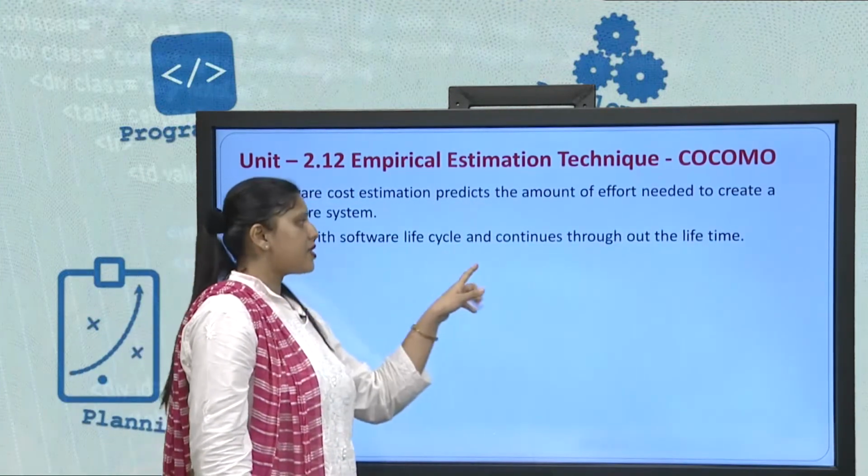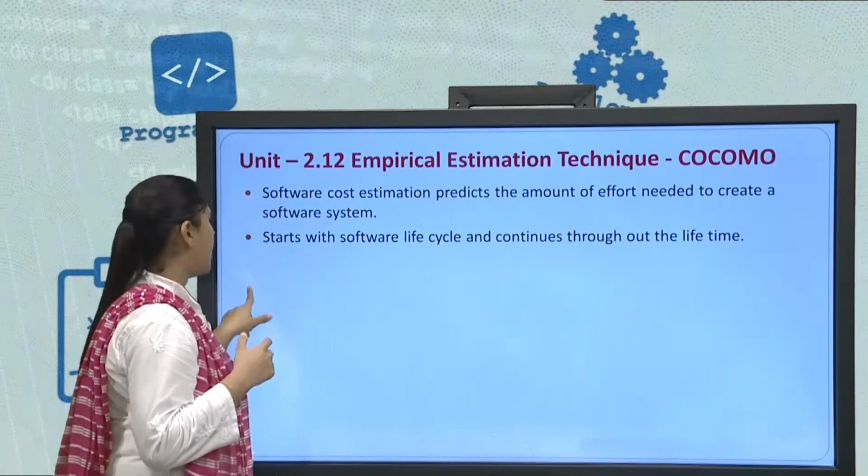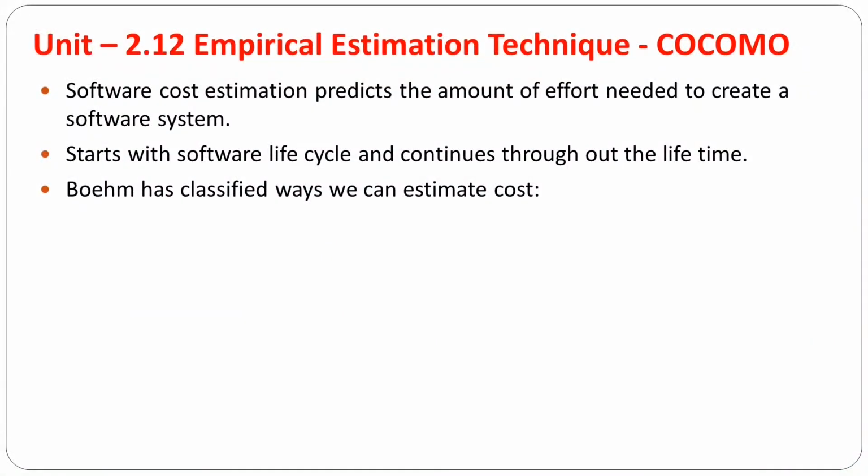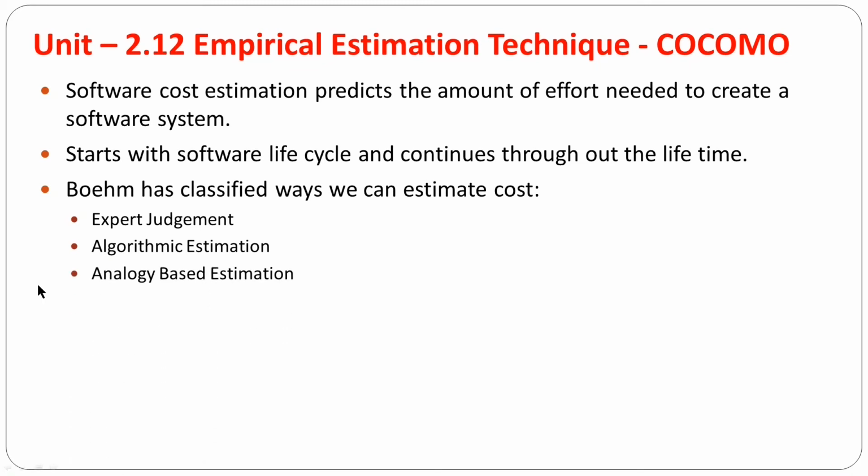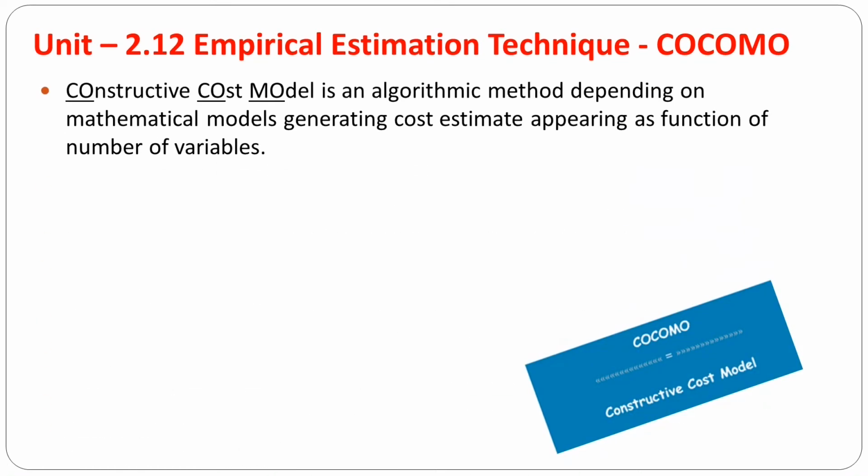It starts with the software life cycle and continues throughout the lifetime. Boehm is the one who has classified this estimation cost into expert judgment, algorithmic estimation and analogy based estimation. For your syllabus you just have algorithmic estimation and we will see that estimation. COCOMO is the constructive cost model, which is an algorithmic method depending on a mathematical model.